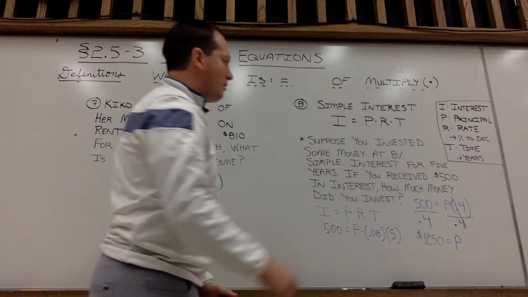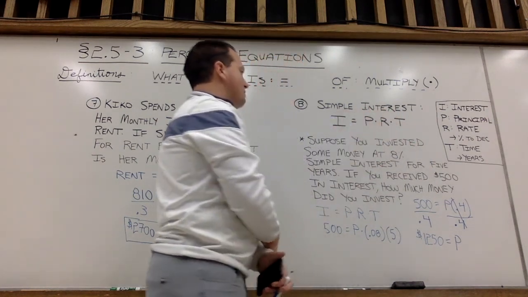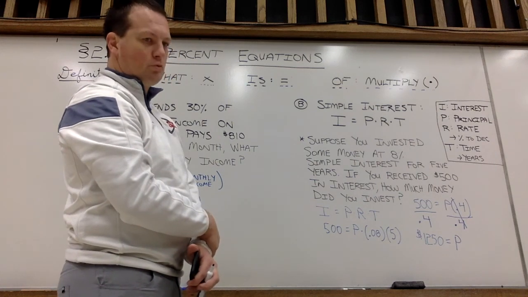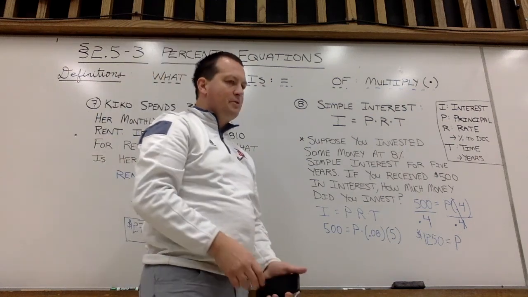So your job, you'll always be given 3 out of the 4 values in your I equals PRT equation, and your job will be to rock and roll, solve for the one variable that you do not have the amount for.